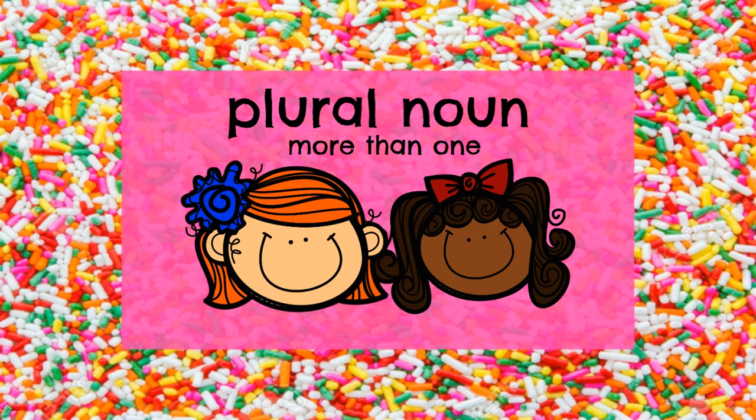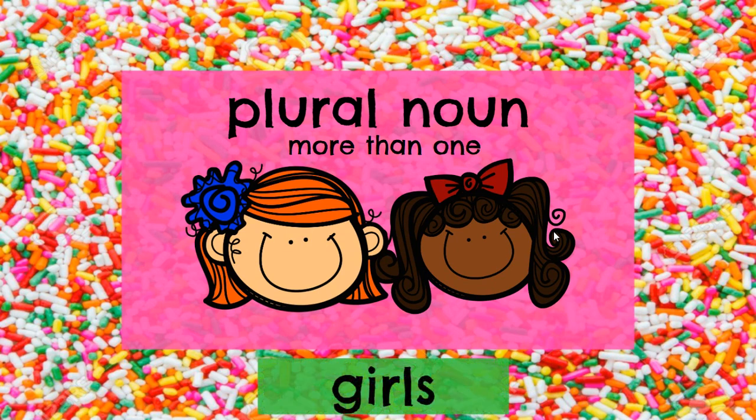A plural noun is when there is more than one of something. So here's a girl and here's another girl. So this is actually going to be girls. More than one girl is girls. And we add an S at the end of that word to show that there's more than one girl.